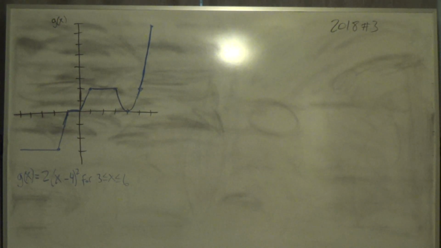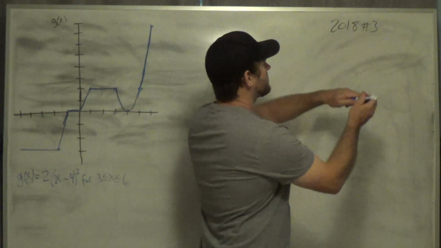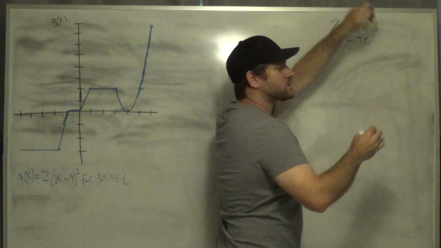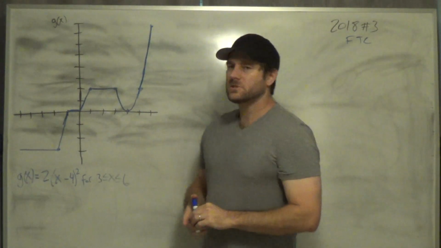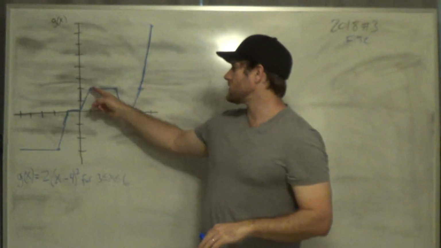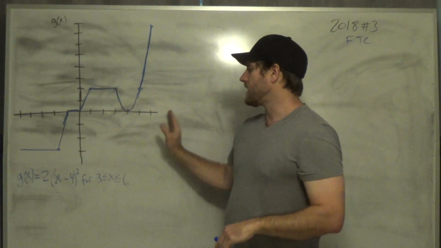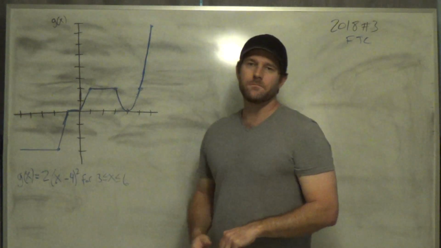Hello AB Calculus students. We are working on 2018 question number 3. The topic is an FTC question, Fundamental Theorem of Calculus. And here's the graph of g. Notice g has straight lines, flat and sloped, and then a parabola. And this parabola, starting at 3 to 6, is given by this equation, and we'll need that in a bit.